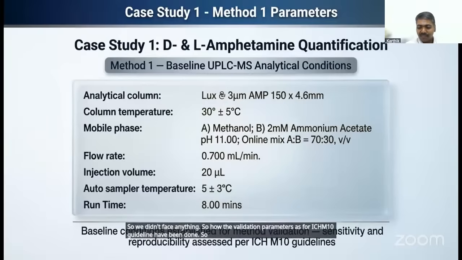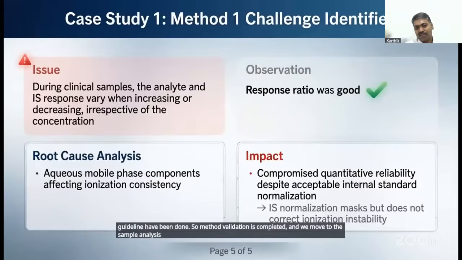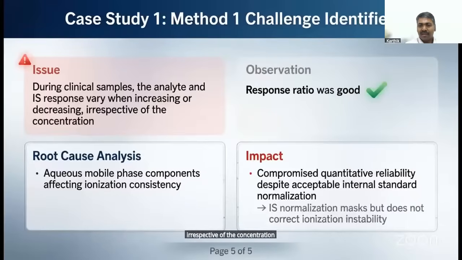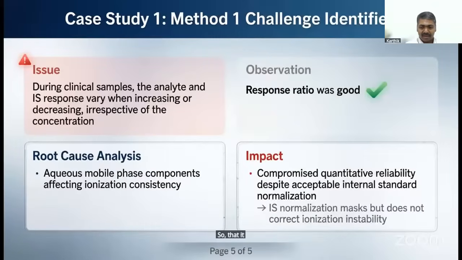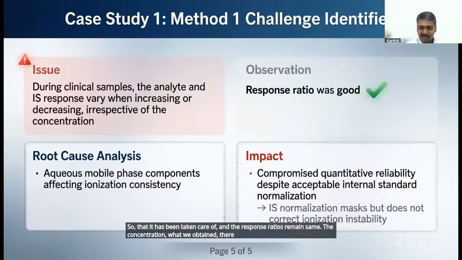Method validation was completed, but when we moved to sample analysis we faced an issue: the analyte and IS responses varied irrespective of the concentration. In some places there was a decrease and in some places an increase. So matrix ion suppression or enhancement was observed. Because we had an internal standard, the response ratios remained the same and the concentrations obtained had no issue. But the IS response showed sudden increases and decreases, with no constant response.